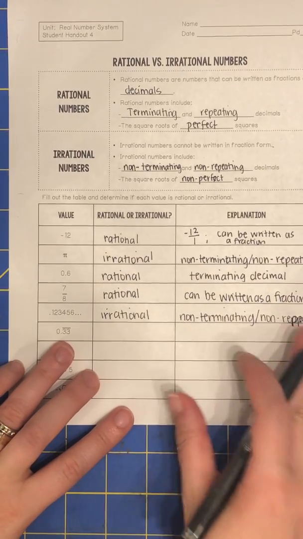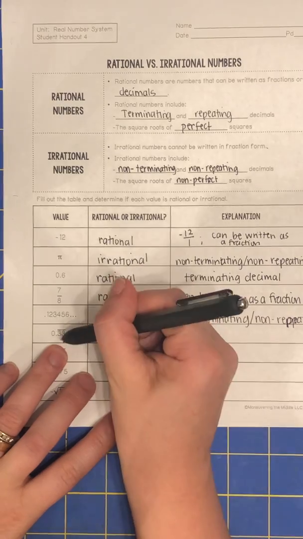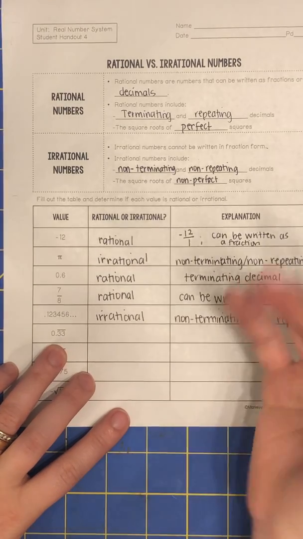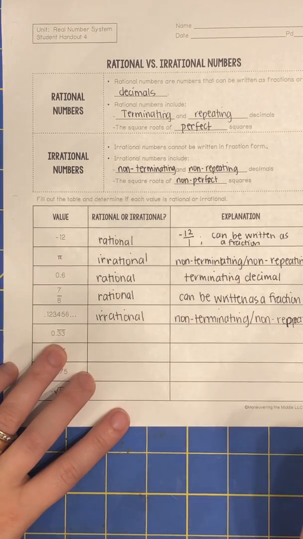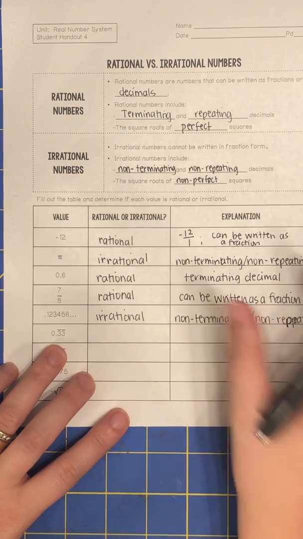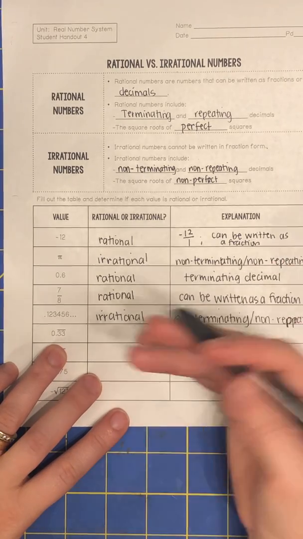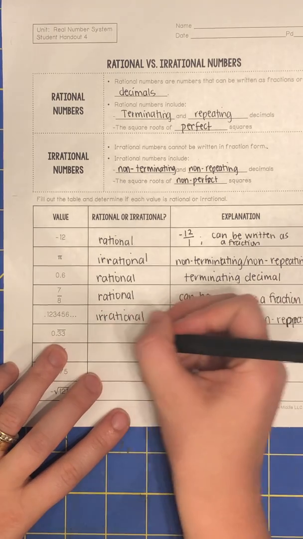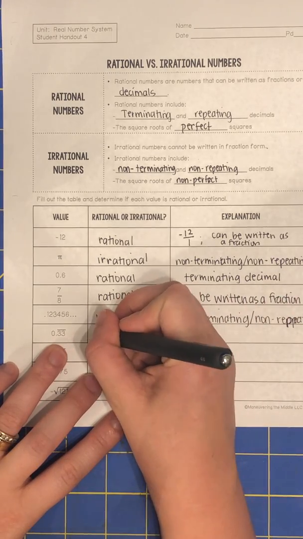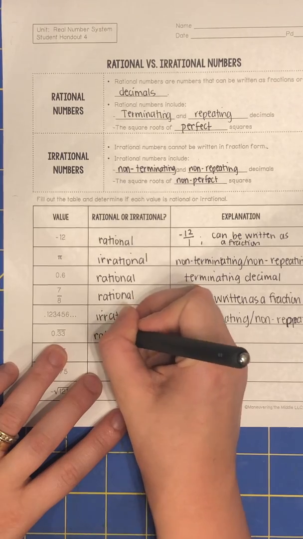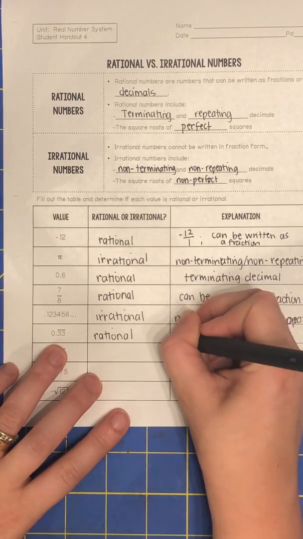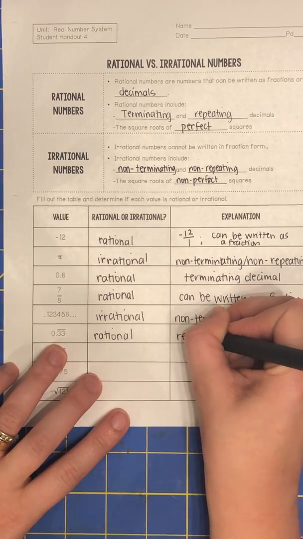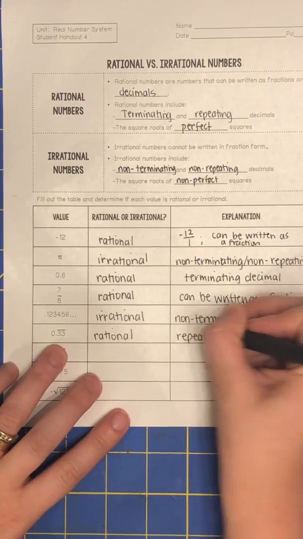All right, here we have 33 hundredths, but this line over the threes indicates to us that 3 is going to keep repeating over and over and over and over again. And anytime we have a number or a block of numbers that repeats, we call that a repeating decimal. And any kind of repeating decimals we have, we classify those as rational numbers. So it's rational because it is a repeating decimal.